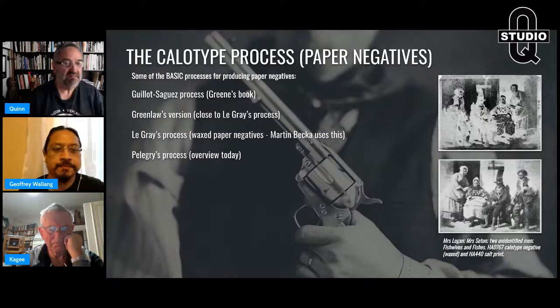And Pelegry's process. This is probably the most popular or most used process to make calotypes today. And when we talk about calotypes or paper negatives, people making them, I could probably count on two hands the number of people doing this.